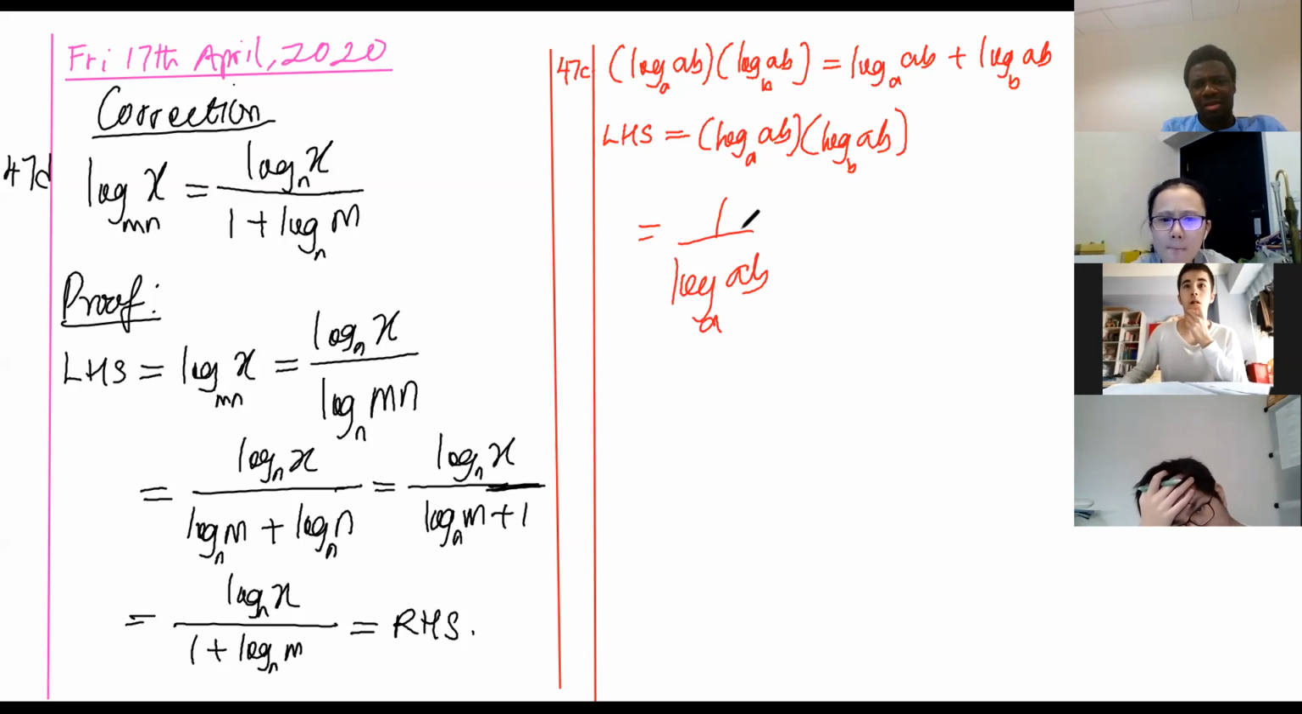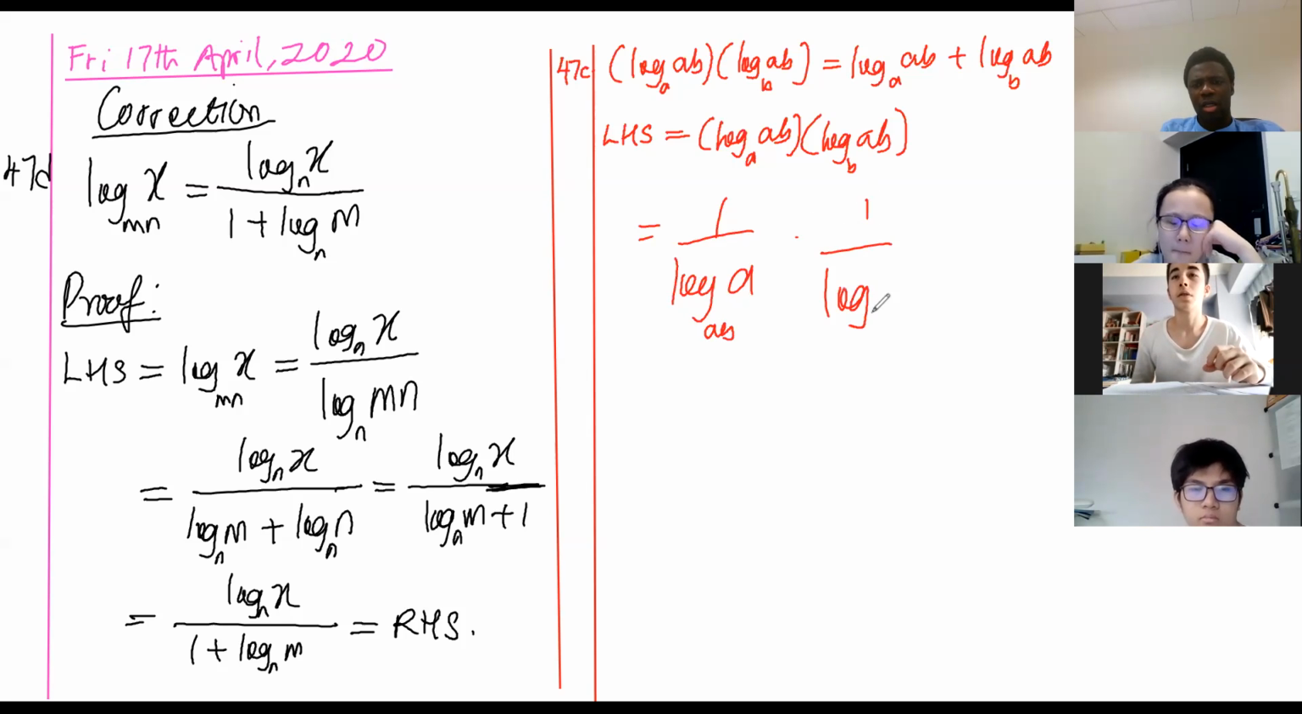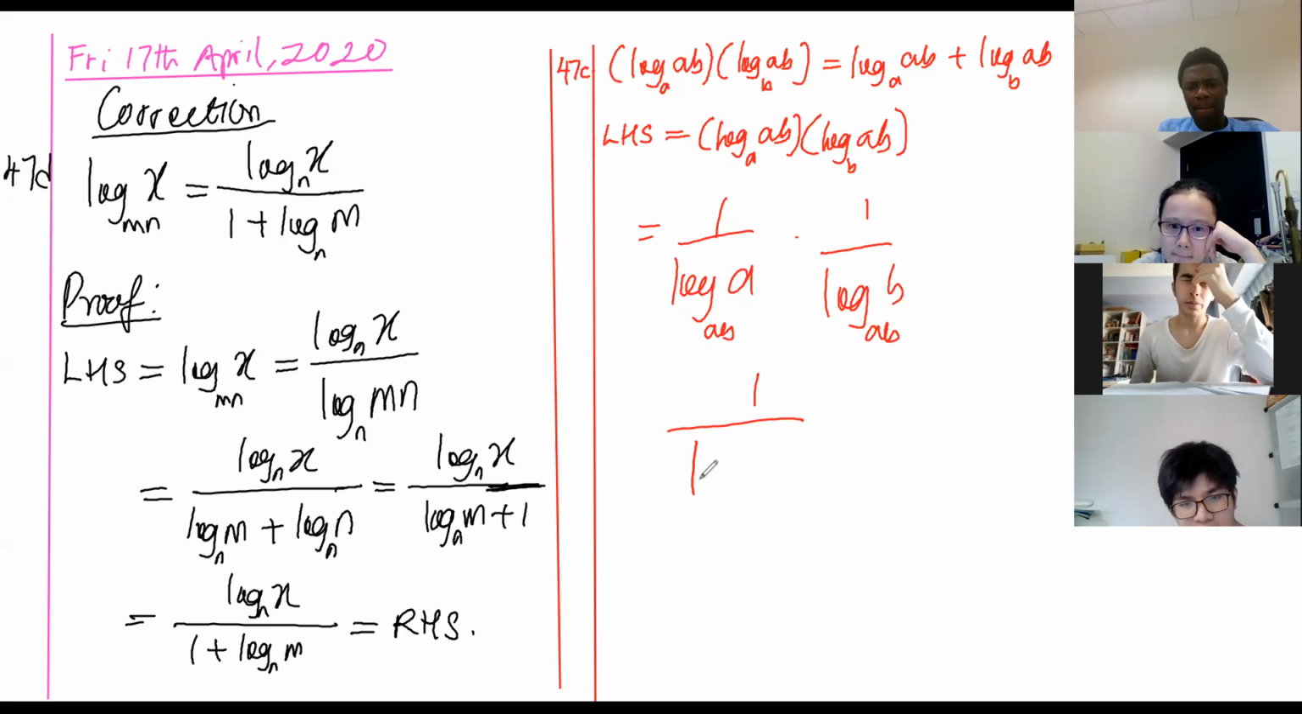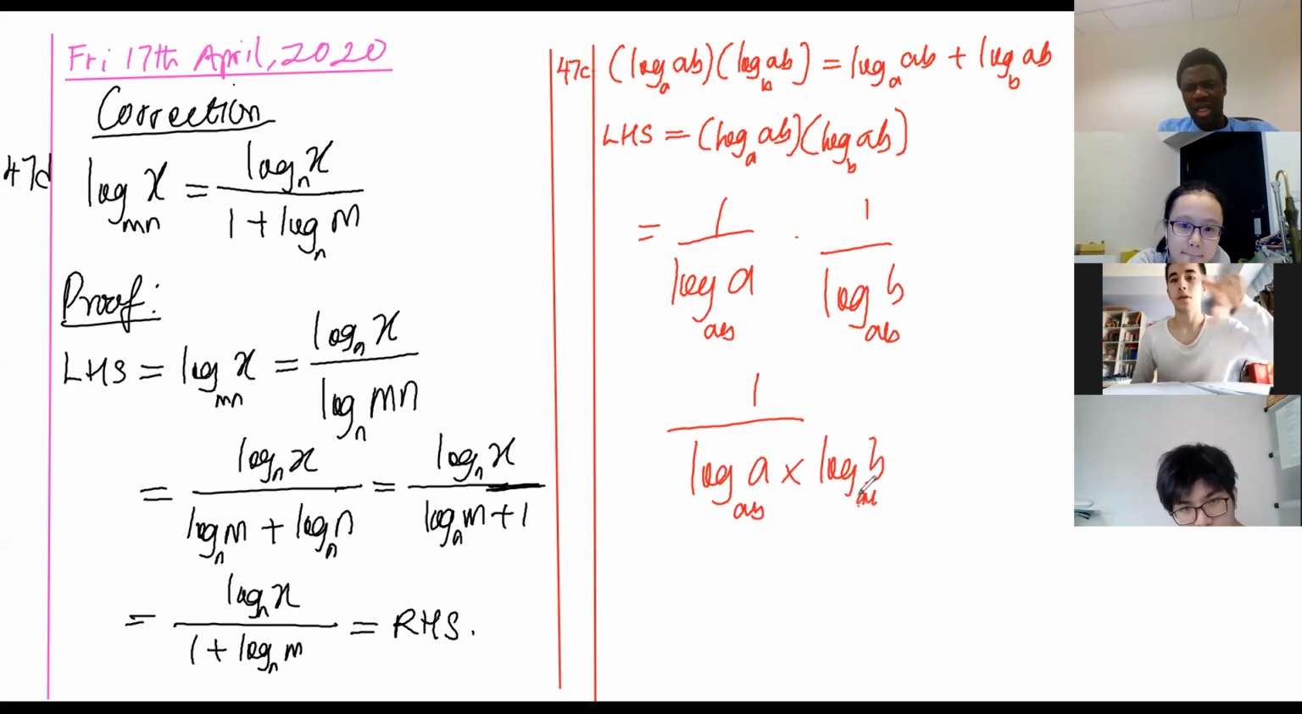This is log A to the base of AB times 1 over log, this again, like that? Yes. Okay, so how does this help? And then it equals 1 over log A to the base of AB times log B to the base of AB. Yes. How does that help us?